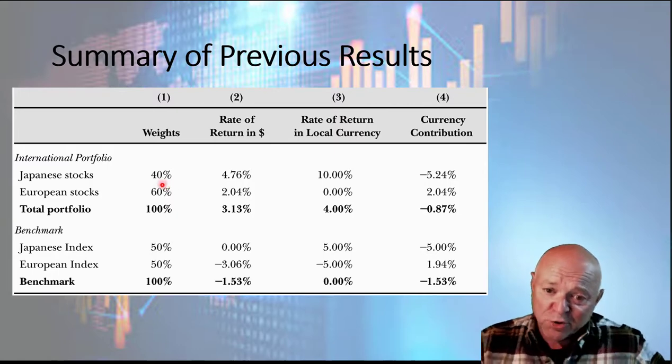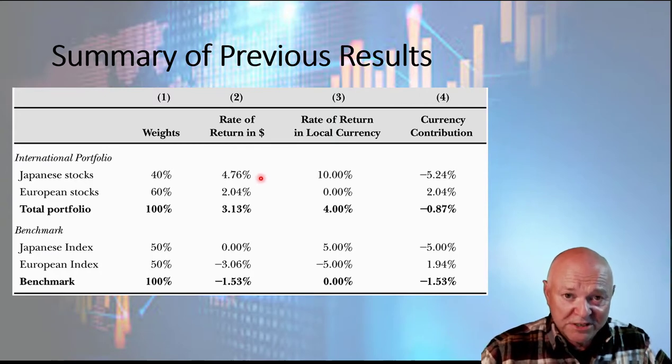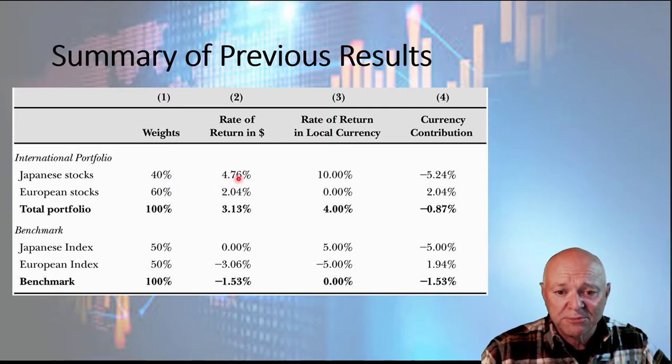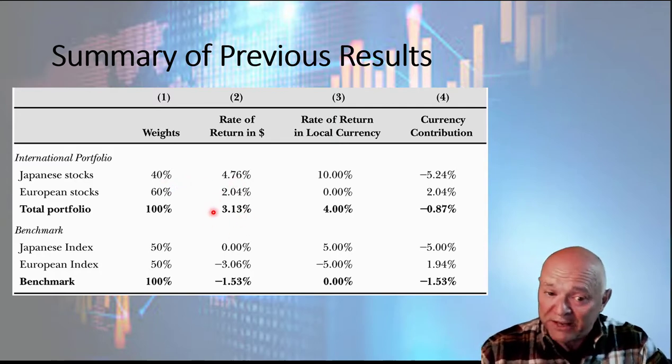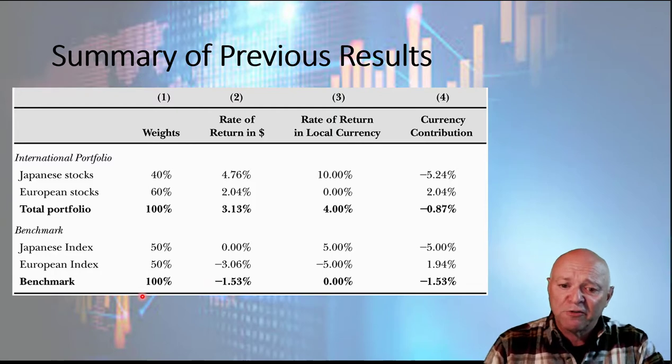The rate of return to our portfolio, as we saw earlier, the rate of return in US dollars to our investment in Sony was 4.76. To BMW, it was 2.04. The weights times the return gave us our overall portfolio return. We did better than the benchmark because they lost. So we had an actual return of about 4.86% better than the index.